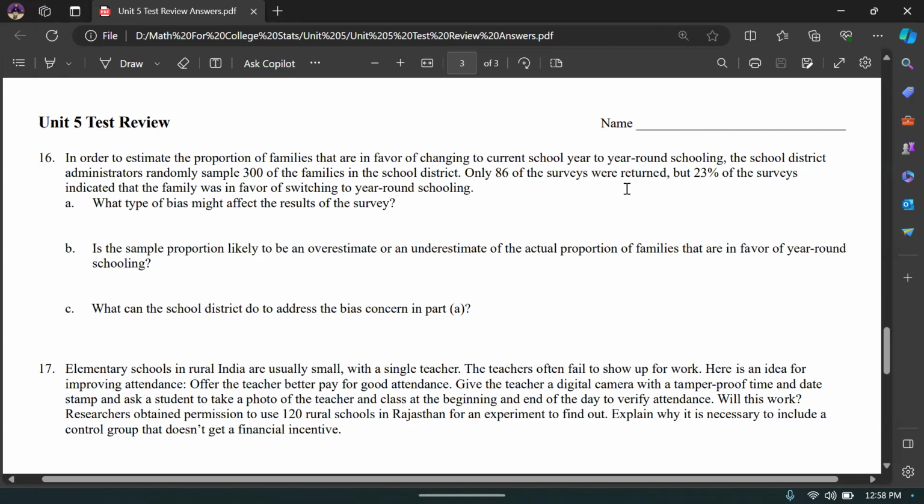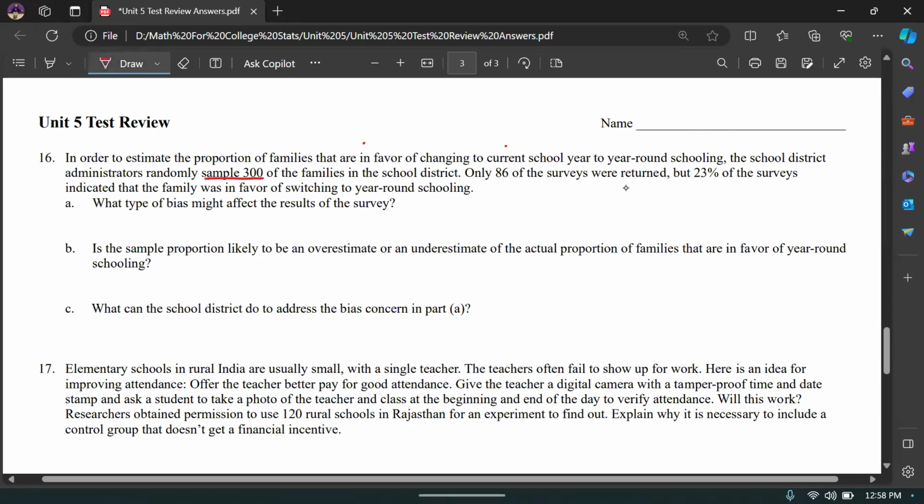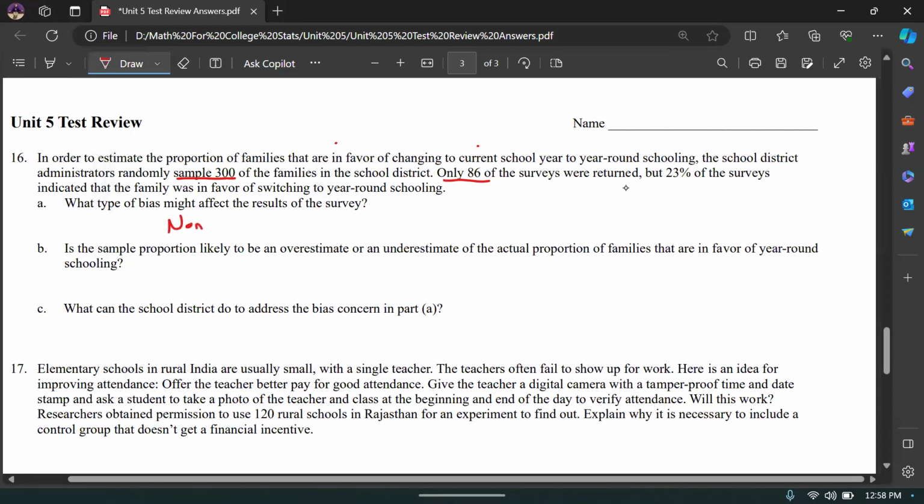Well, they sampled 300, but they only got back 86. That's a clear indication of a non-response bias. Non-response bias. We could see that because remember, 86 responded. That's 214 didn't respond.